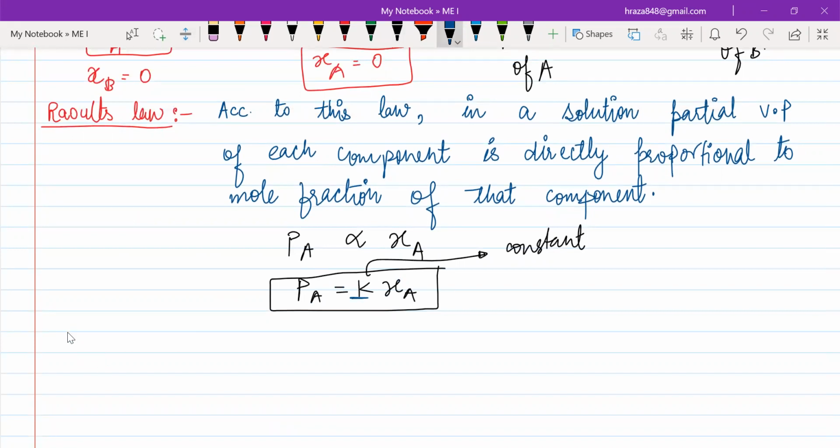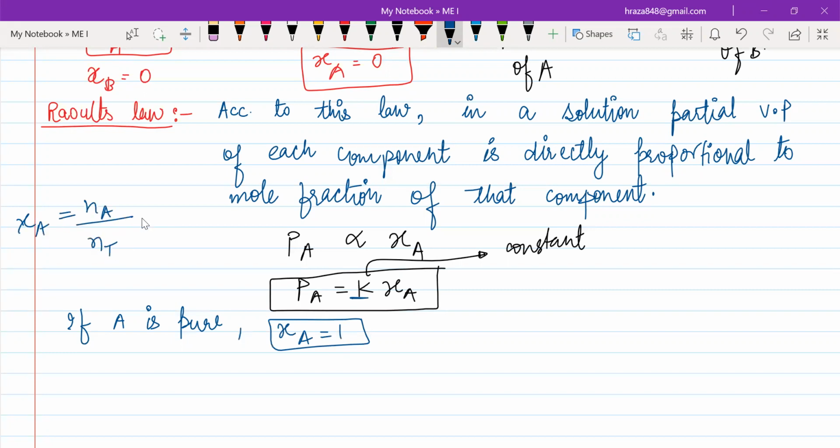What is this K? We can derive this easily. If A is pure, that means the mole fraction of A will be equal to 1, because if you calculate mole fraction of A, that means number of moles of A upon total number of moles. Number of moles of A is nA, and total number of moles in the container is also nA. So this will cancel out to be 1. And whenever this is pure, the partial pressure will be equal to P naught A. Yes or no? Please do let me know.